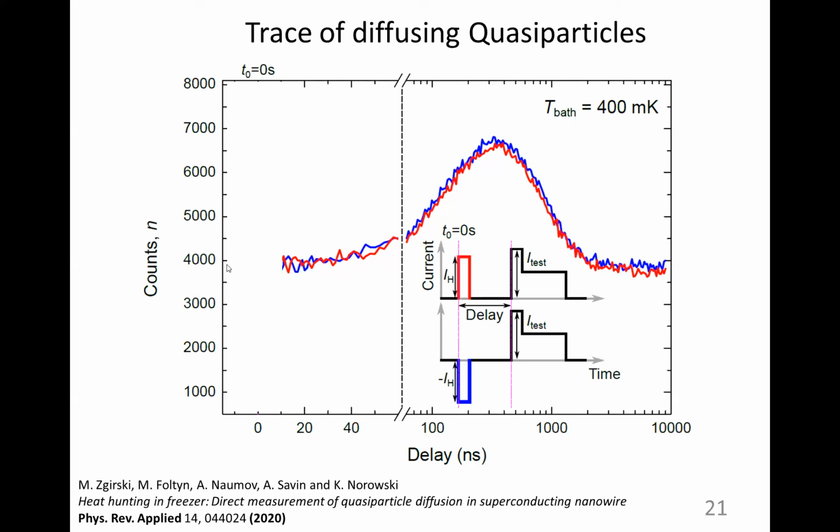We see that at the beginning of the experiment, hardly anything changes. But at approximately 50 nanoseconds, we see that the diffusing quasi-particles start to accumulate at the junction. The peak of the presence of these quasi-particles is reached, and after that, the probability comes back to the equilibrium value. So there are no more quasi-particles in the vicinity of the thermometer at that moment.